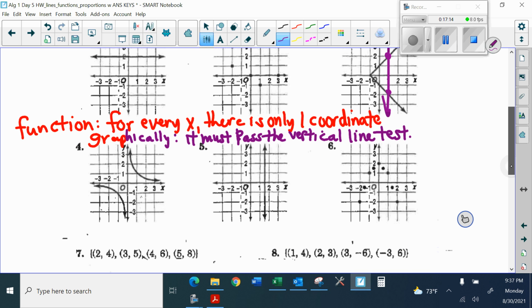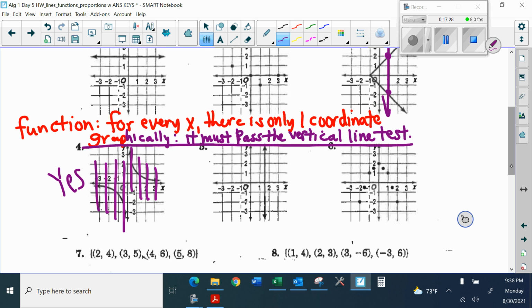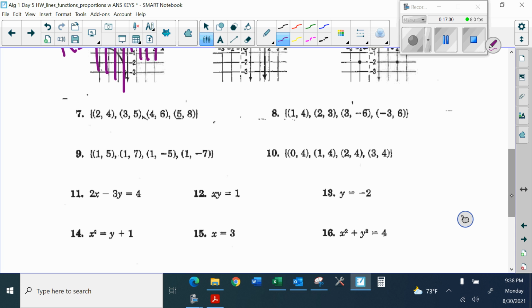Now, if I look right here, this passes. If I draw a vertical line anywhere, it's only going to hit one time through any of this. So that's a yes. Okay. So that's using the graphics, graphically, the vertical line test. With down here, all I look for, another way of saying for every x, there's only one y, no repeat x's. That's a simple way to think of it. So do I have any repeat x's right there? No.